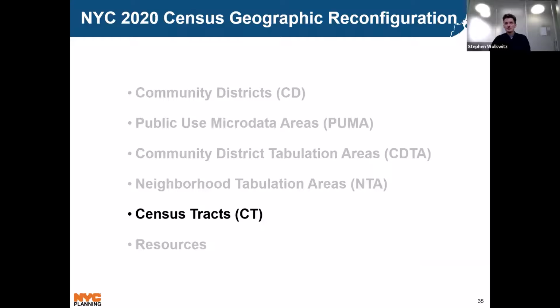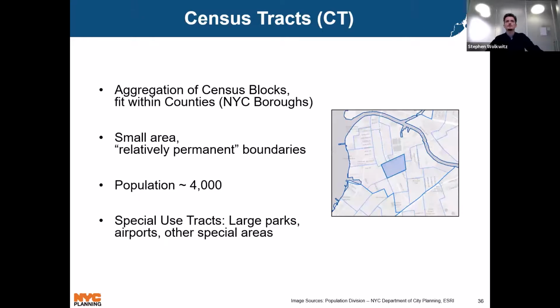So now I just want to briefly talk about census tracts, how and why they change, where some of the changes are following the 2020 census, and they've served as kind of the building blocks for all these larger geographies. As I mentioned at the beginning, census tracts are themselves aggregations of census blocks, the smallest area for which the Census Bureau publishes data, and they fit within counties, so they fit within the boroughs in New York City.